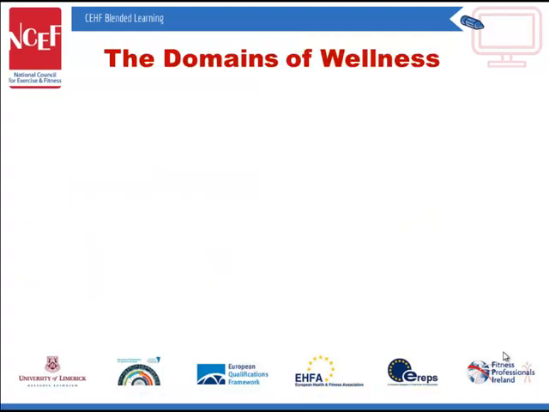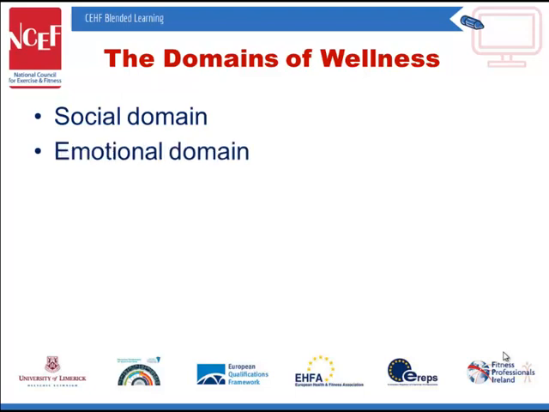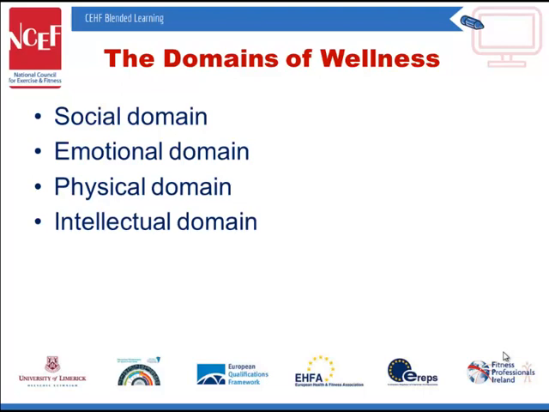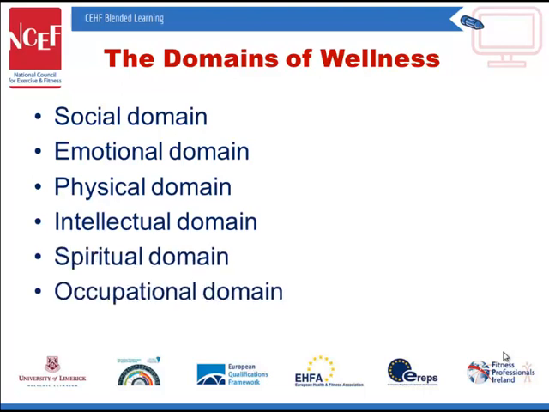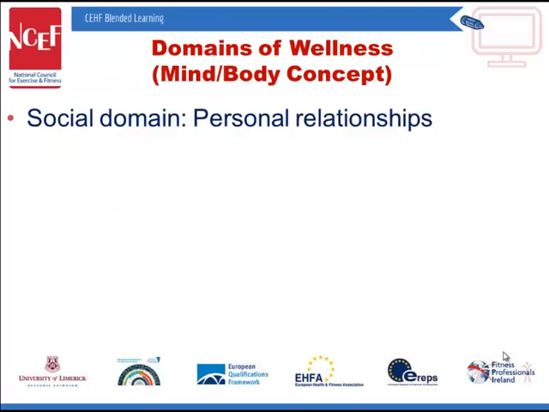There are 6 domains of wellness: the social domain, emotional, physical, intellectual, spiritual, and occupational domain. So let's take a look at these domains in a little bit more detail. The social domain is about our ability to form personal relationships. It focuses on our ability to form meaningful personal relationships with family and friends, and just about being able to get along well with others.